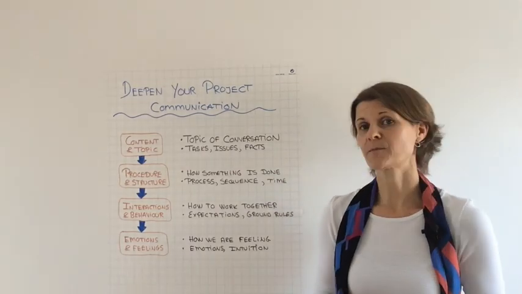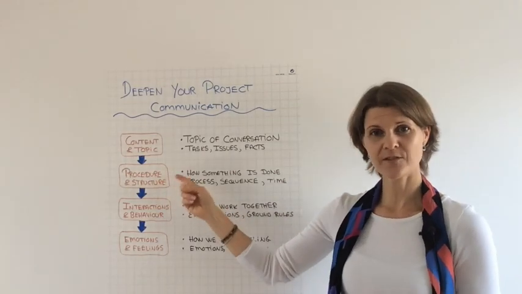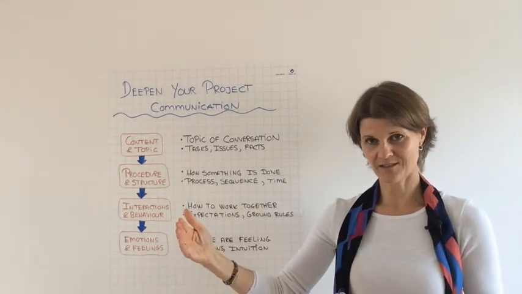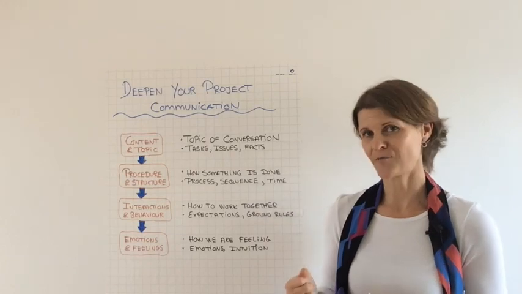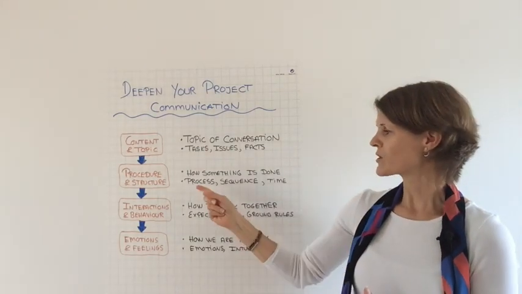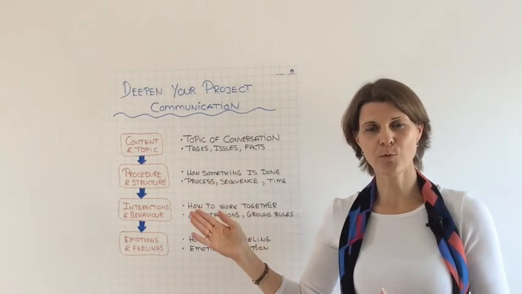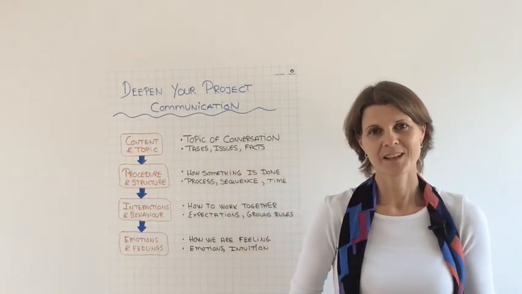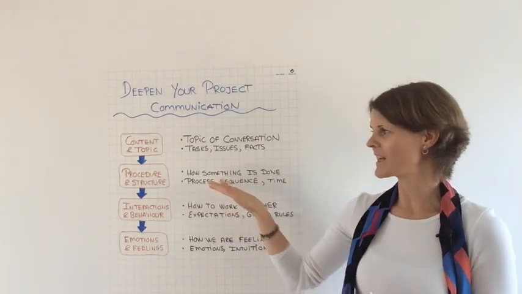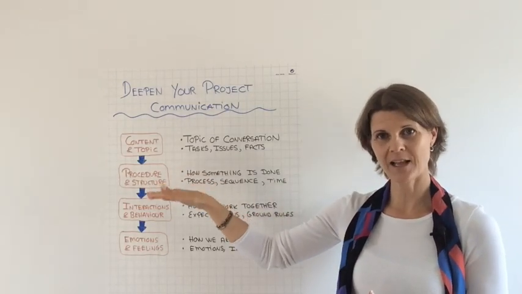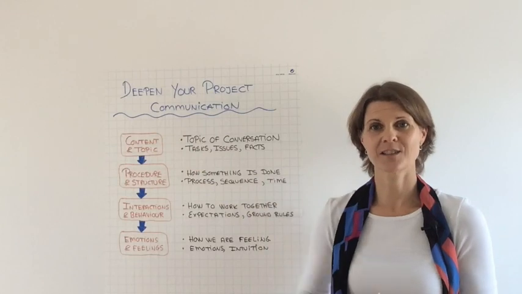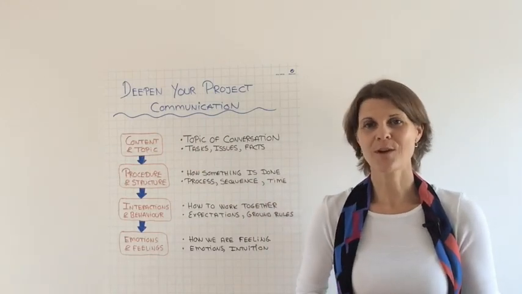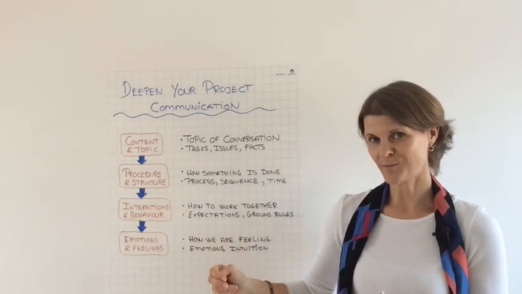You might also have spent time talking about the procedure and the structure at level 2. This is about how something is done. In project management, we do operate at this level quite a lot because we talk about the processes, the control points for getting something done, the sequence, the timing. So when you plan, it's essentially at level 2. Yeah, it's the procedures that will help get the content done.